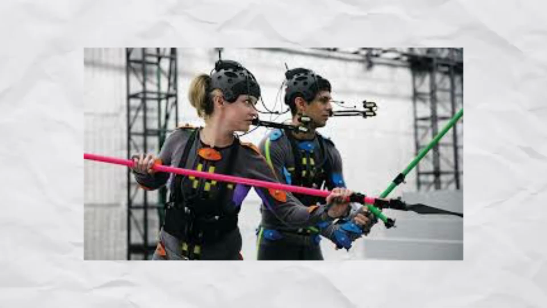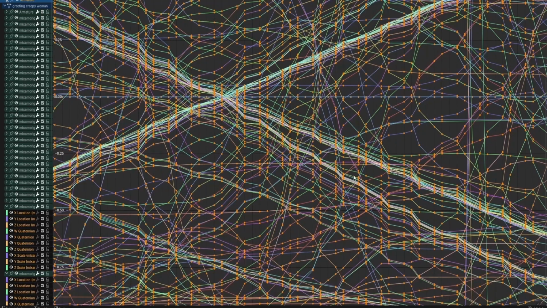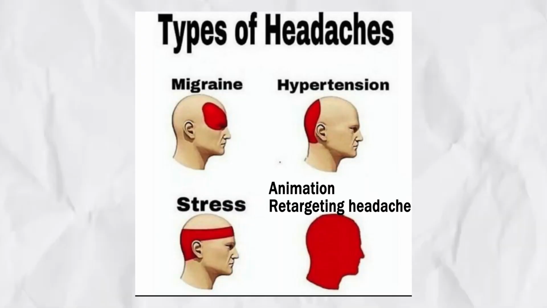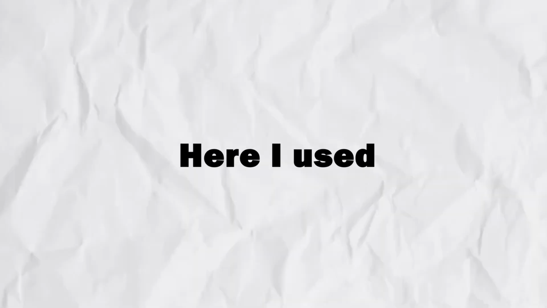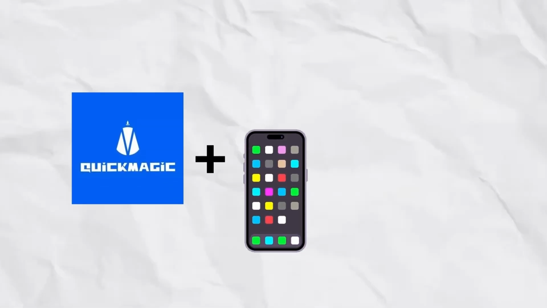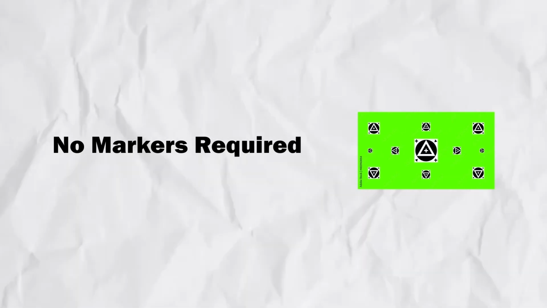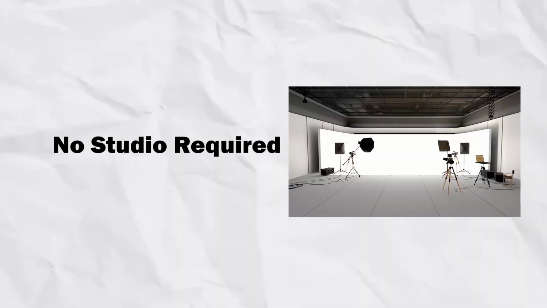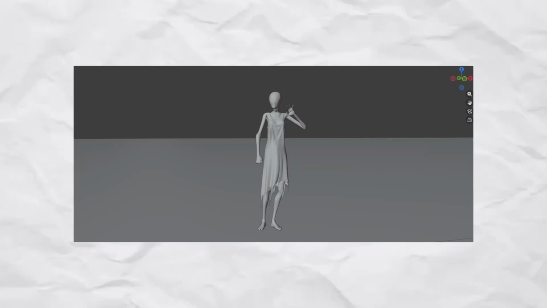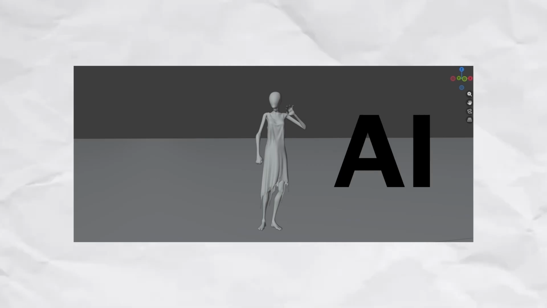Normally you need a motion capture suit, some cleanup, some retargeting headaches. Here I used QuickMagic AI plus my phone plus Mixamo to rig my model, which means no suit required, no markers required, no studio required. By the way, this creepy faceless woman was also made with AI.